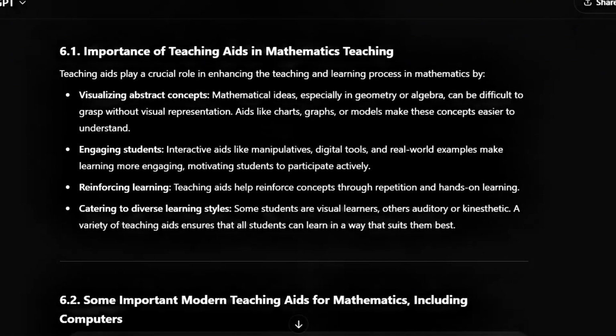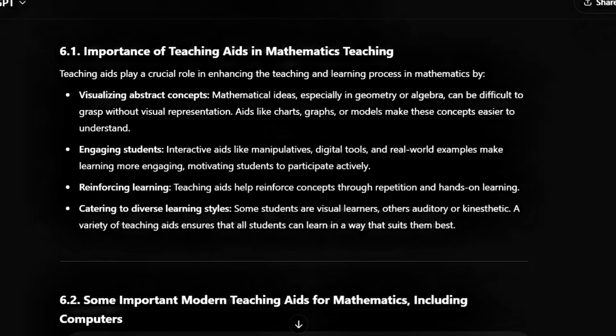6.1. Importance of teaching aids in mathematics teaching. Teaching aids play a crucial role in enhancing the teaching and learning process in mathematics by visualizing abstract concepts. Mathematical ideas, especially in geometry or algebra, can be difficult to grasp without visual representation. Aids like charts, graphs, or models make these concepts easier to understand, engaging students. Interactive aids like manipulatives, digital tools, and real-world examples make learning more engaging, motivating students to participate actively.